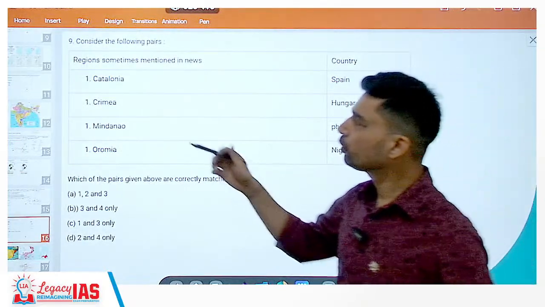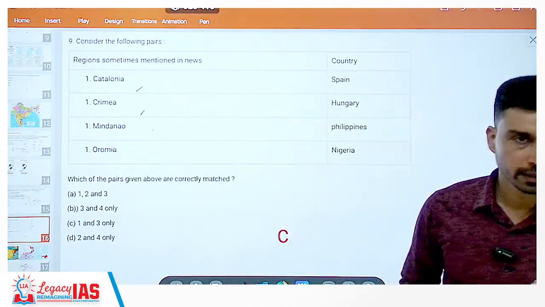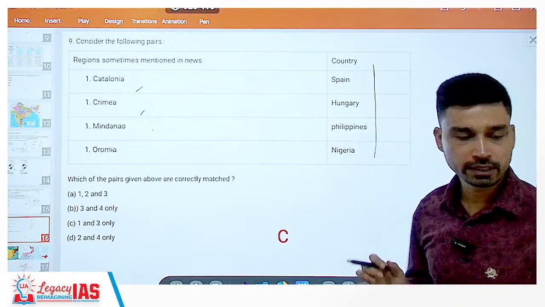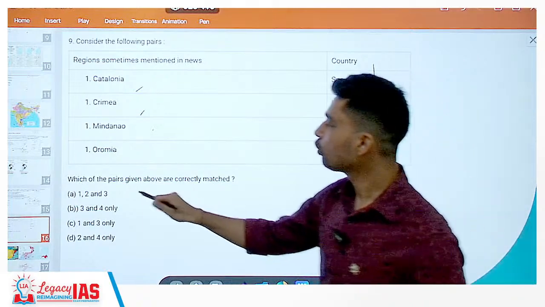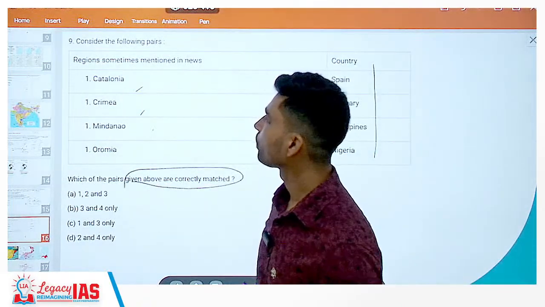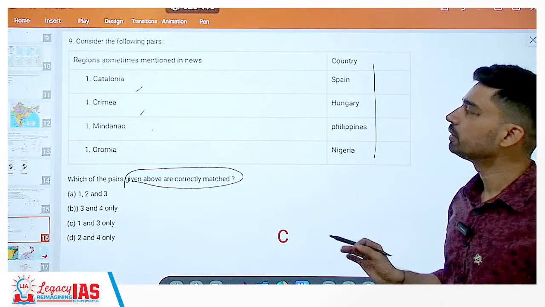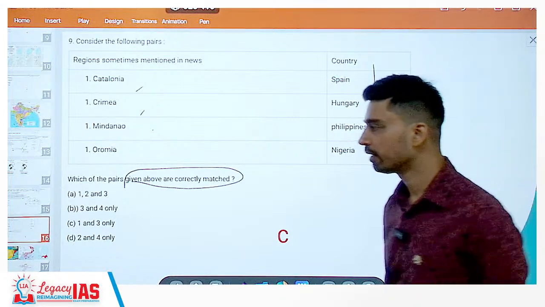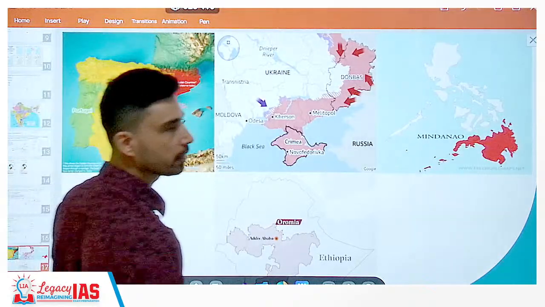Again, a similar kind of question was discussed earlier also, that on one side you have the regions of the world that have been in the news, and on the second side you have the names of countries. So basically you have to find out which of the pairs given above are correctly matched. So Catalonia, Spain; Crimea, Hungary; Mindanao, Philippines; and Oromia, Nigeria. Four regions are given here. So let us take a look at the world map and try to find out which of these are correct.